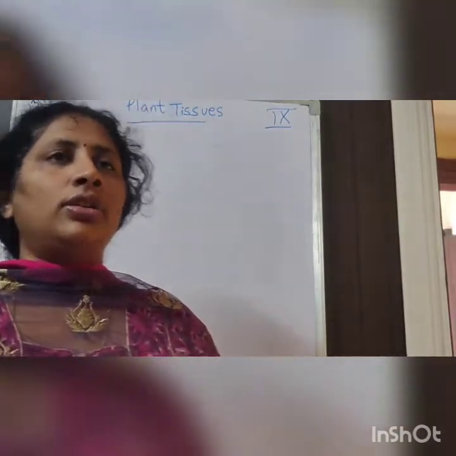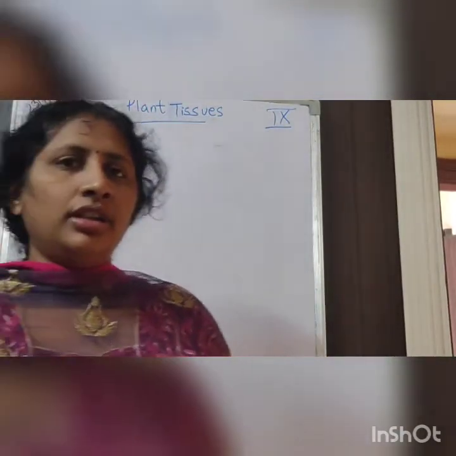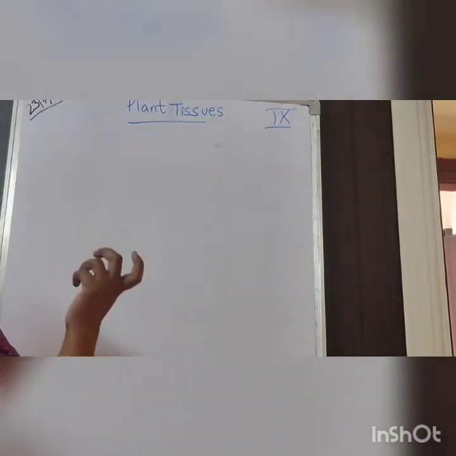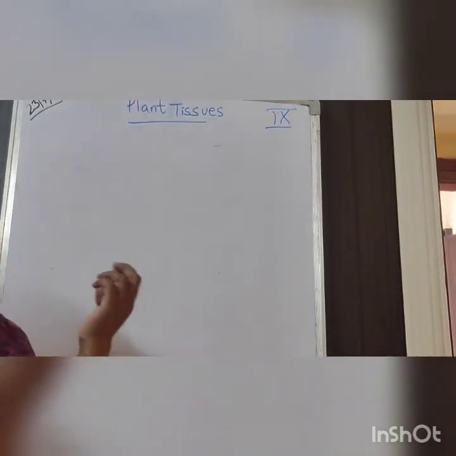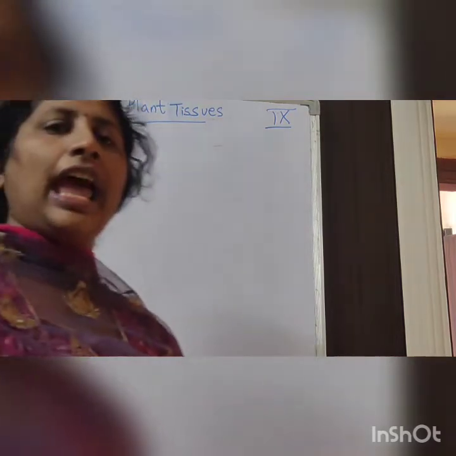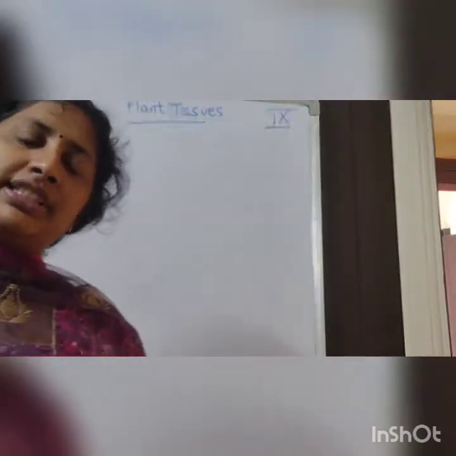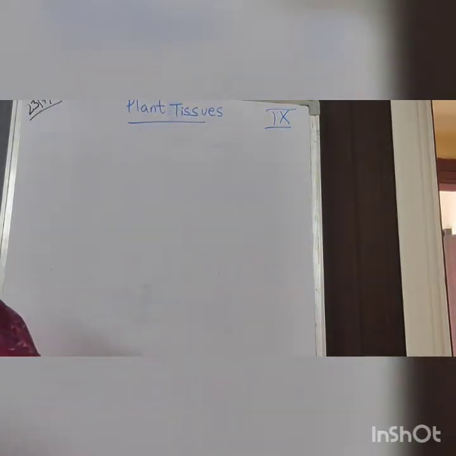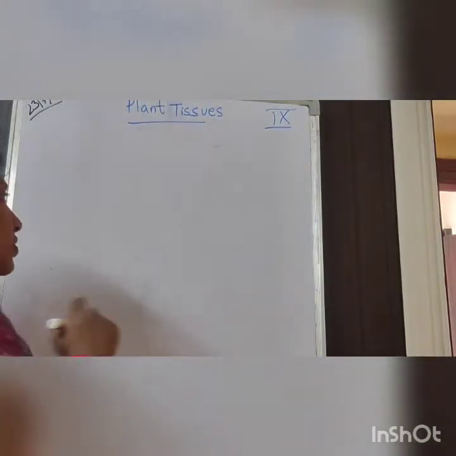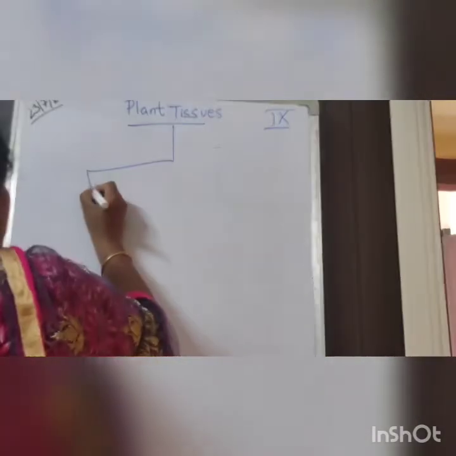So, in plants we have several tissues. So, clear what is tissue? Tissue is a group of cells having same structure and doing same functions. Now we have to study different tissues present in the plants. Plant tissues are mainly two types. What are they? Meristematic tissue and permanent tissue.